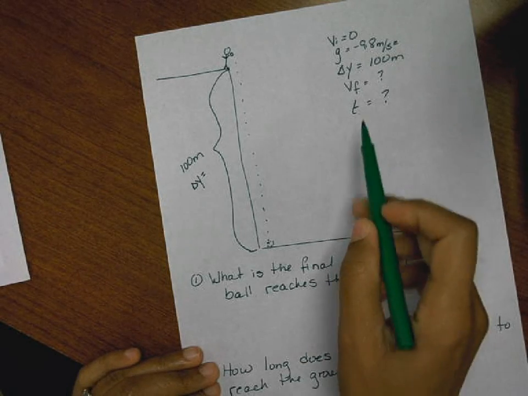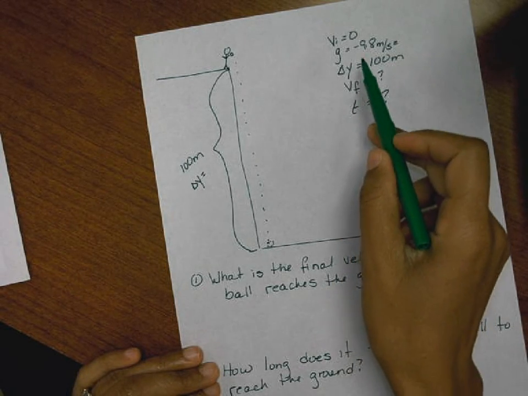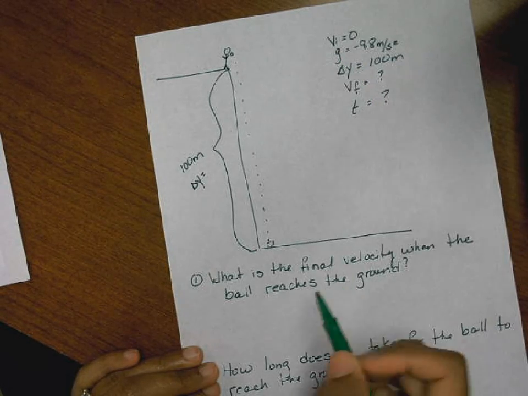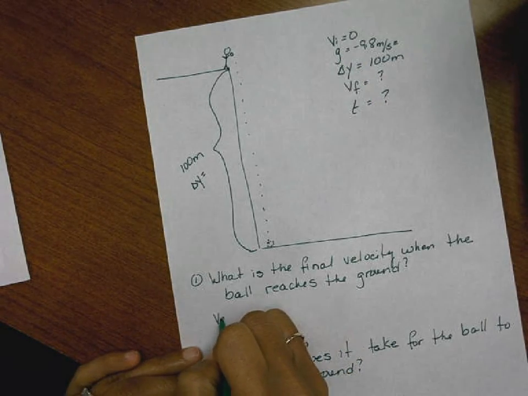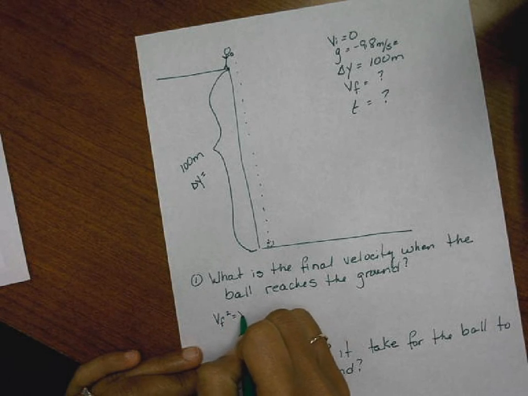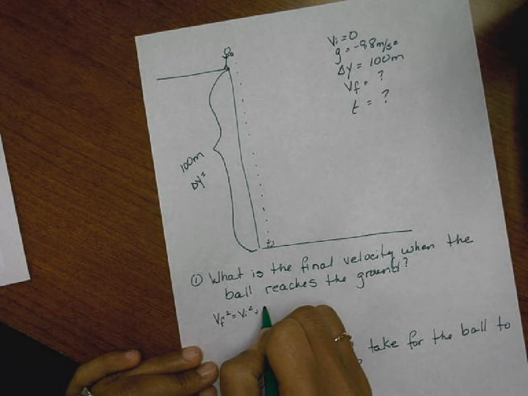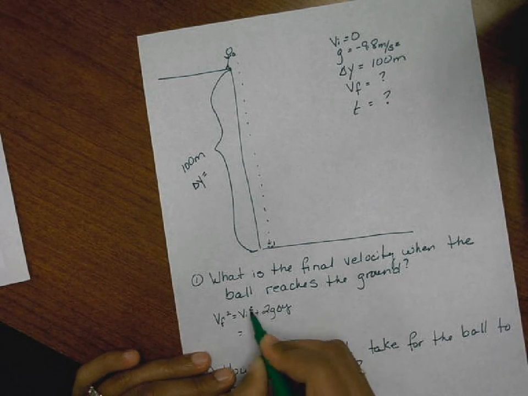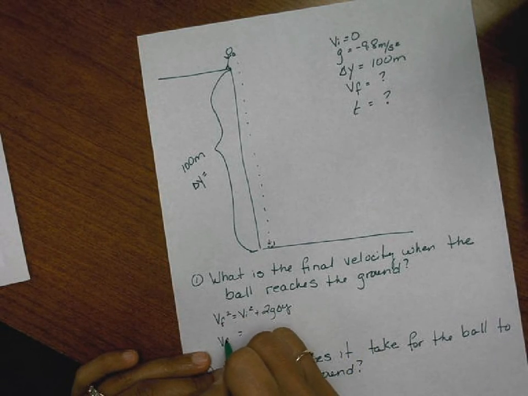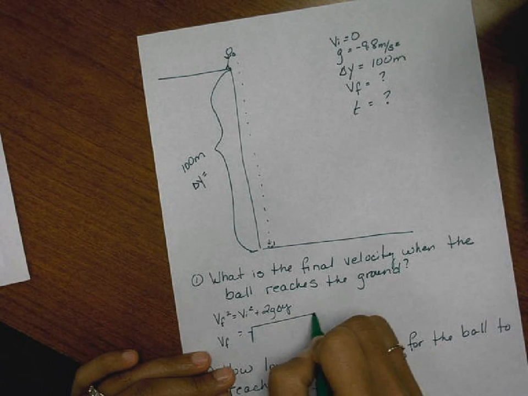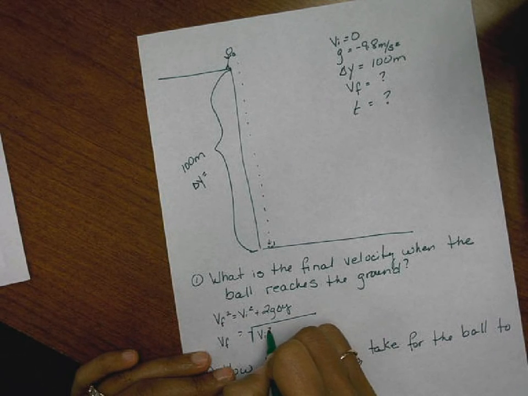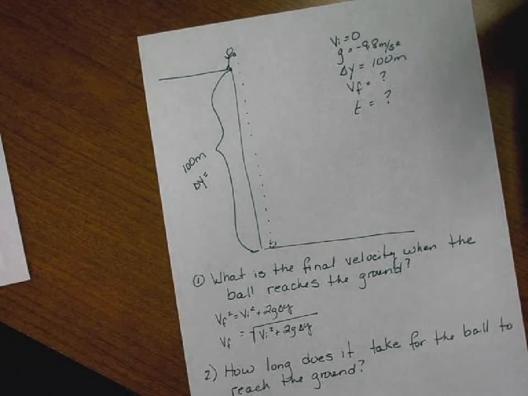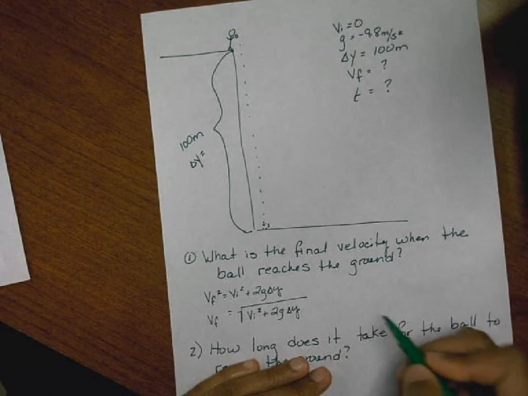So I'm going to choose an equation with VF, delta Y, VI, and G. And that would be VF squared is equal to VI squared plus 2G delta Y. And the rearranged version is VF is equal to the square root of VI squared plus 2G delta Y. And then we substitute in our numbers.